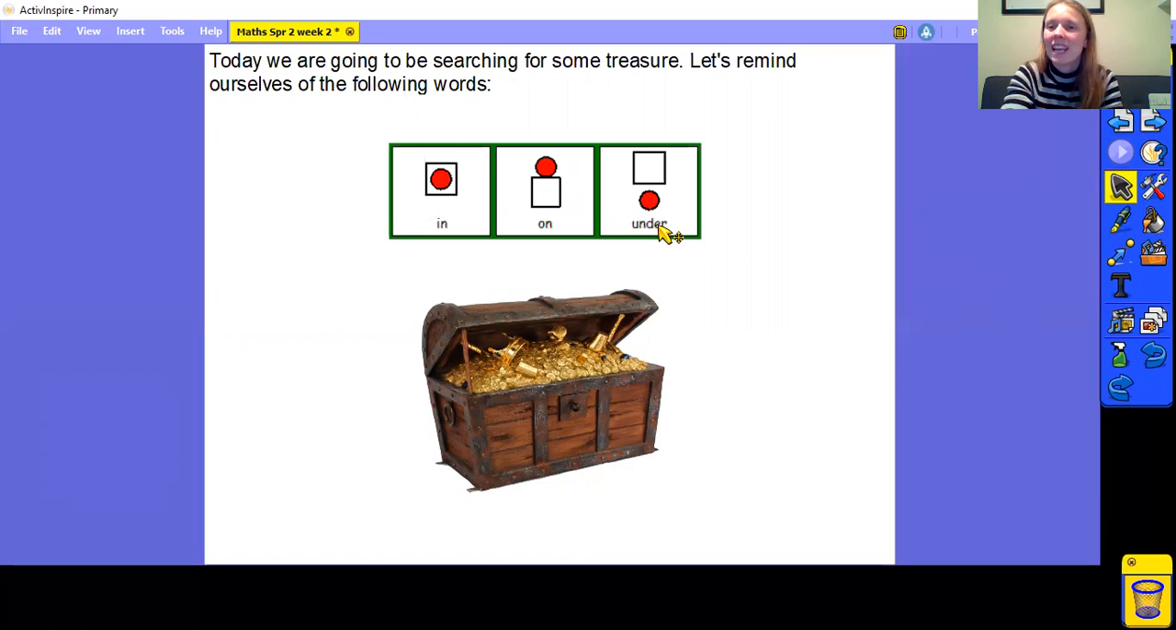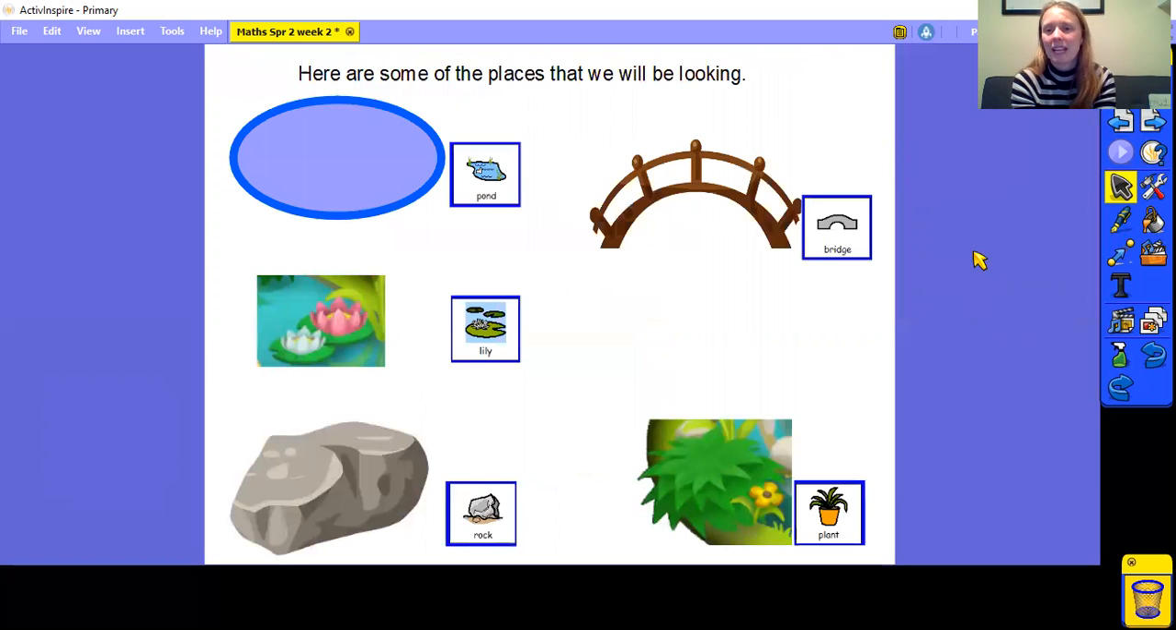And the last one is under. The red circle is under the square. Can you remember the action for under? Let's do it together. Under. Well done. So here are some of the places that we are going to be looking today.